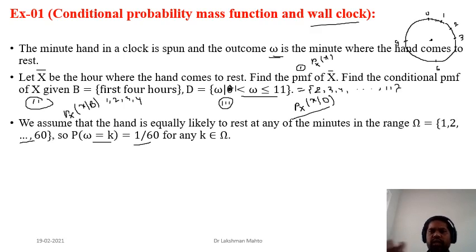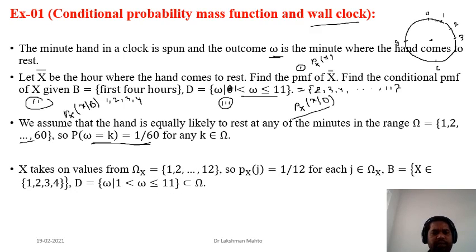In 1 hour the total journey is 60 minutes, so the minute hand can stop anywhere. Stopping at any minute point would be equally likely. So the probability that omega takes a particular minute value would be 1 by 60. So it is an equally likely event for any k from the sample space omega that contains values from 1 to 60. Now this one is directly coming from the random experiment.